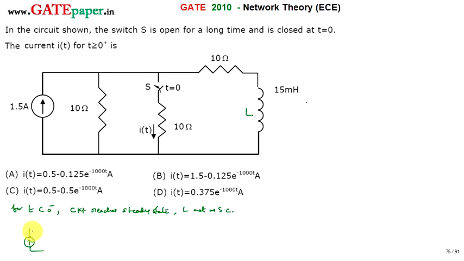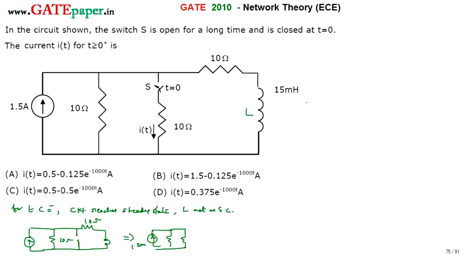This is the current source followed by 10 ohms. Next, the switch is open, so it doesn't have any effect, so I am not writing that. Then this is 10 ohms and this inductor is acting as a short circuit. I am not indicating the resistance value also. So this is 10 ohms. Now the current can only go through this 10 ohm and this 10 ohm, both in parallel. So this is the equivalent circuit you will get.